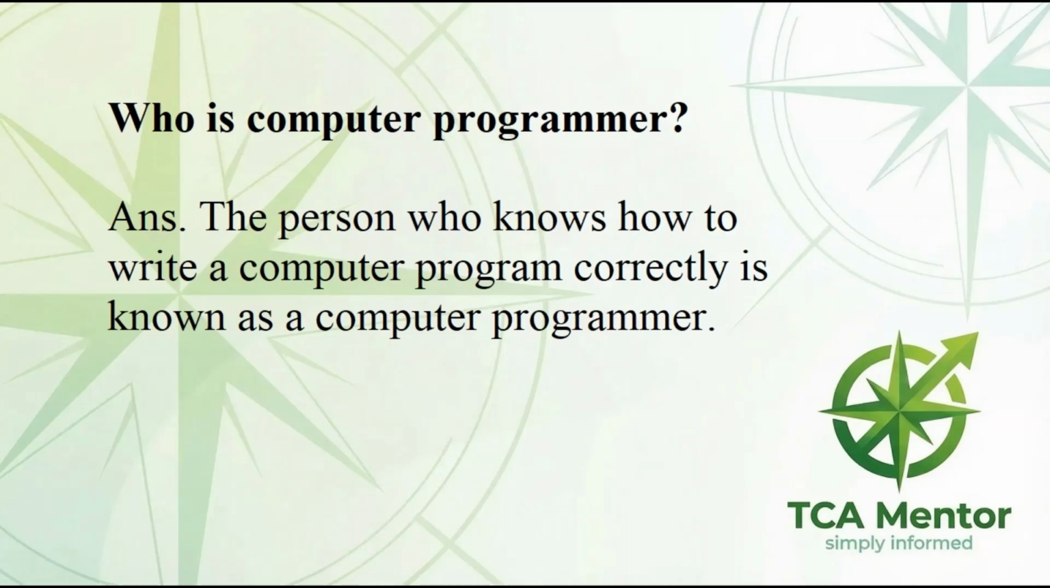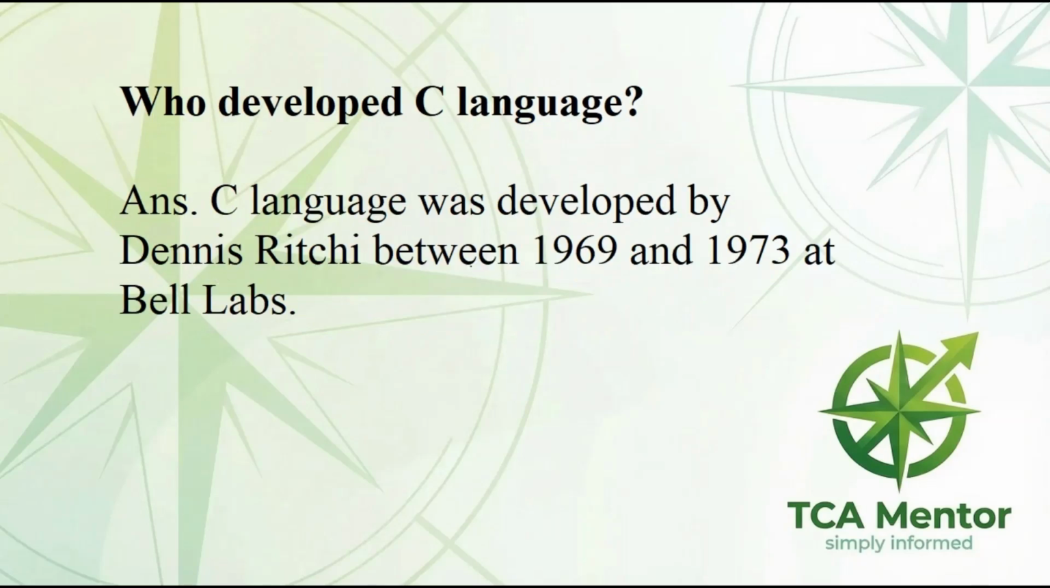Who is a computer programmer? ANS. The person who knows how to write a computer program correctly is known as a computer programmer. Who developed C language? ANS. C language was developed by Dennis Ritchie between 1969 and 1973 at Bell Labs.